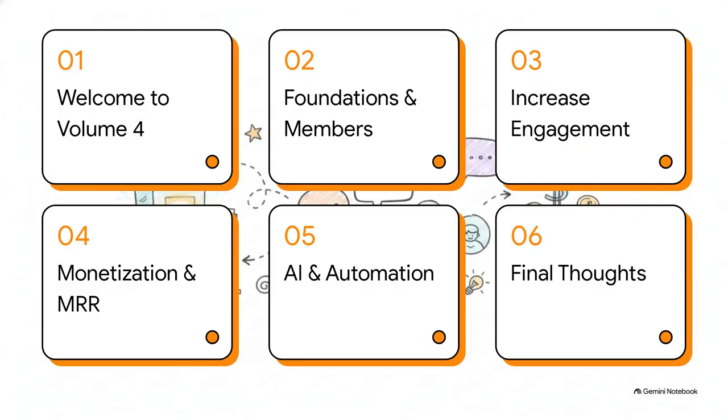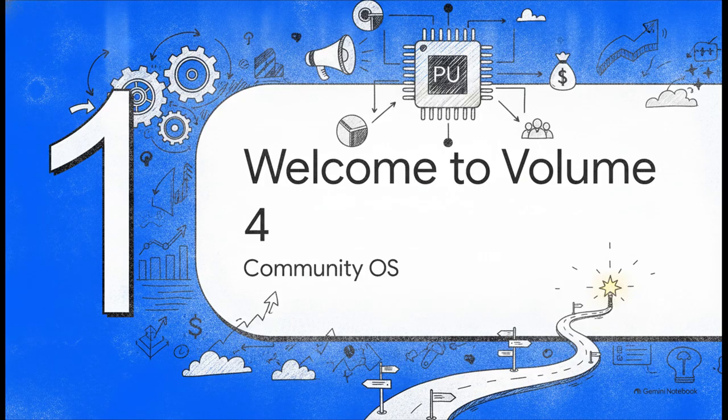So here's our masterclass syllabus for today. First, a quick welcome to Volume 4. Second, foundations and finding members. Third, increasing engagement. Fourth, monetization and MRR. Fifth, scaling with AI and automation. And finally, some final thoughts on success. All right, let's jump right in with Section 1.